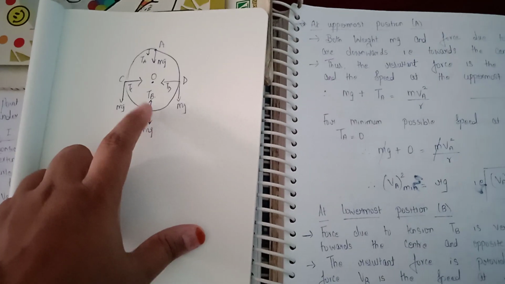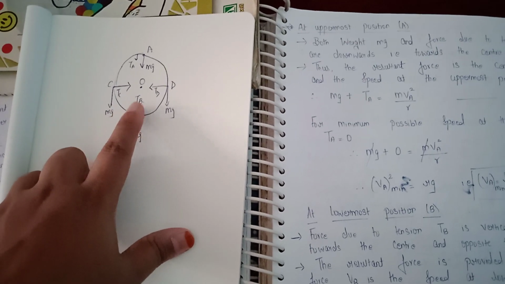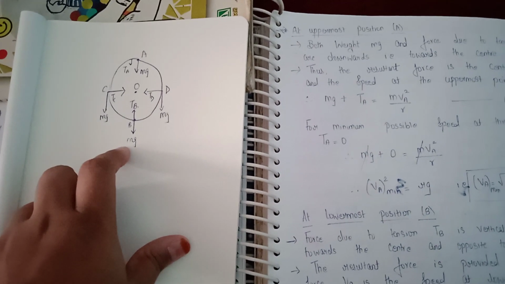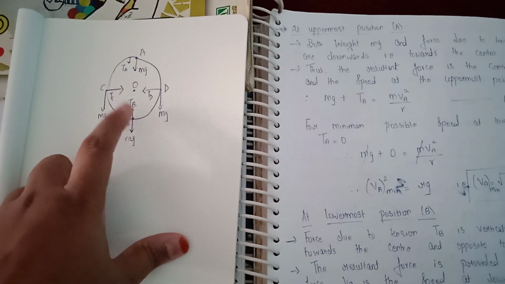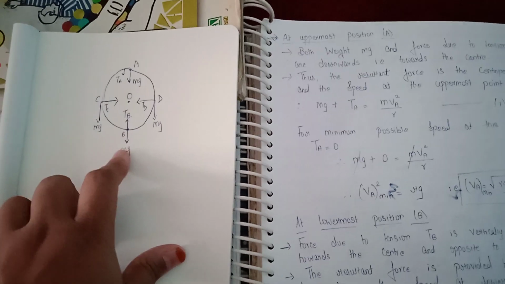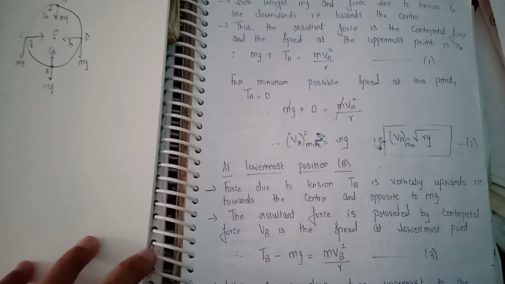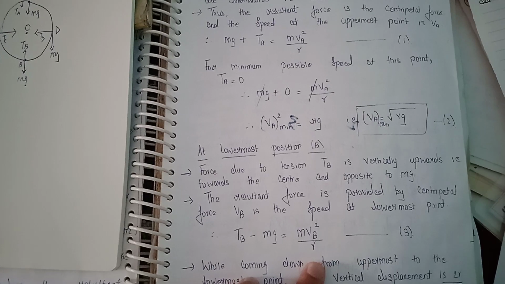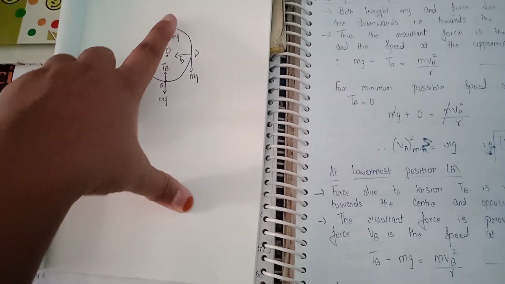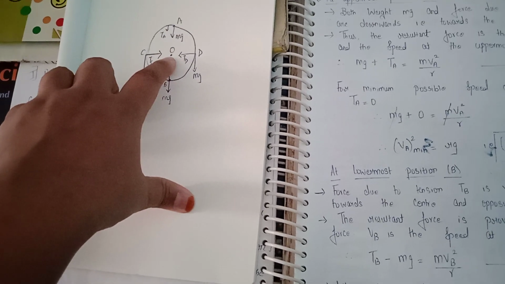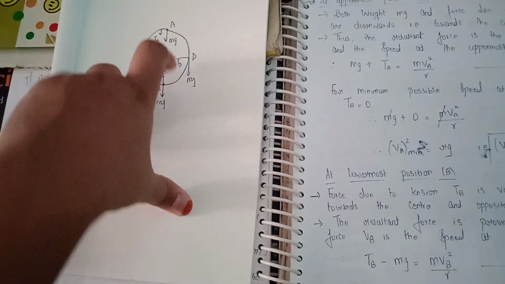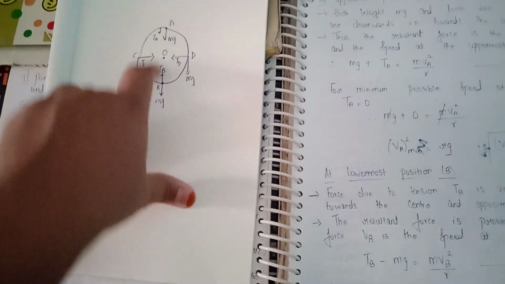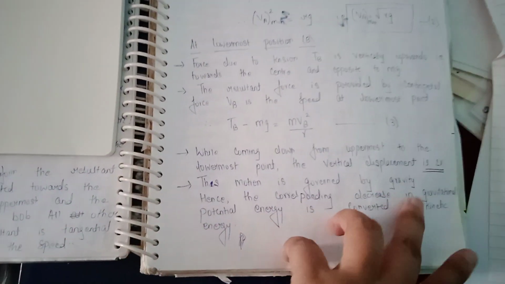Now next, at lowest position B, the force due to tension and the weight mg are in opposite direction. This is going upward, this is going downward. So you are going to subtract this. Tb minus mg is equal to m vb square upon r. Now if you come from uppermost to downward, from here to here the distance is r and here to here the distance is r. So the total displacement from A to B will be 2r.